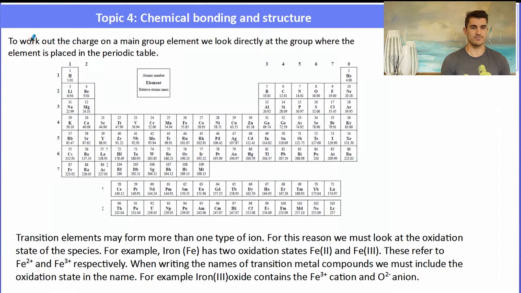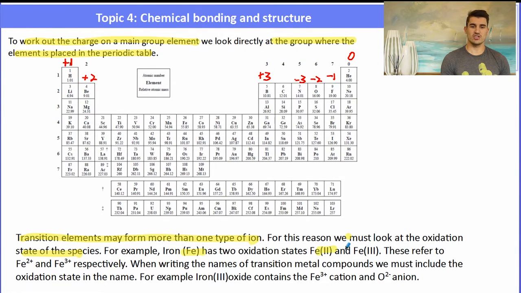To remember, we need to be able to work out the main group charge from elements in the periodic table. So very simply, things in group 1 want to lose 1 electron, things in group 2 want to lose 2 electrons, things in group 13 will want to lose 3 electrons. The noble gases, they don't want to react. Things in group 17 will want to gain 1 electron, 16 gain 2 electrons, and 15 gain 3 electrons.